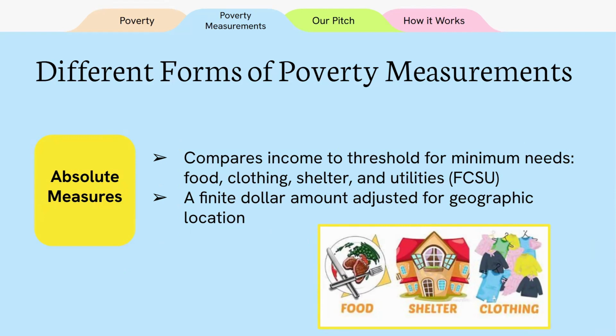Absolute measures do not compare to other households. Instead, they compare a house's resources to a preset absolute minimum to meet their FCSU needs. FCSU refers to food, clothing, and shelter and utilities. In recent years, internet and telephone have been added to this. Their thresholds are a finite dollar amount, only adjusted for geographical location.